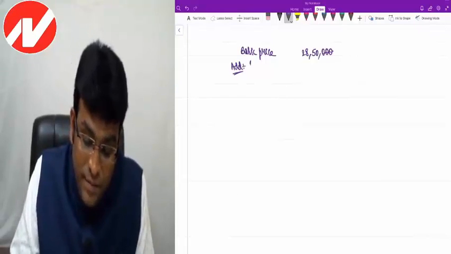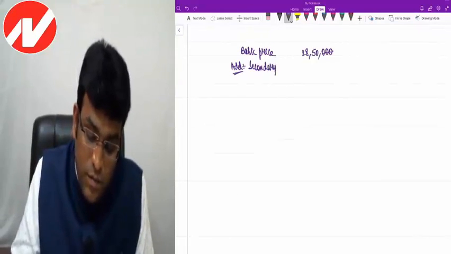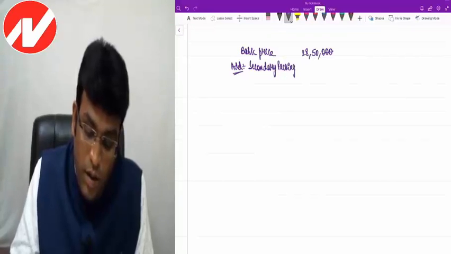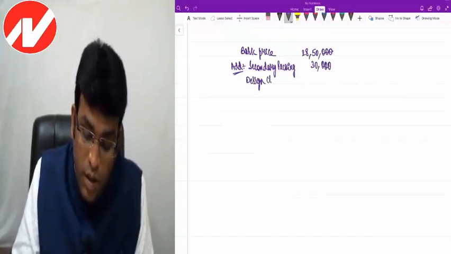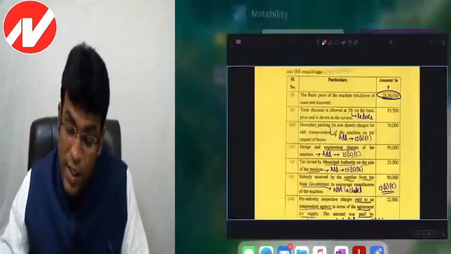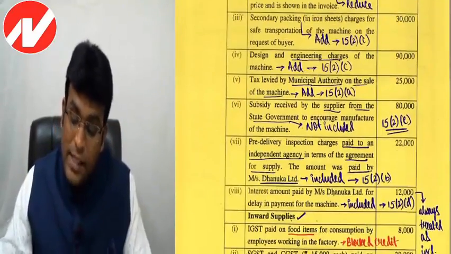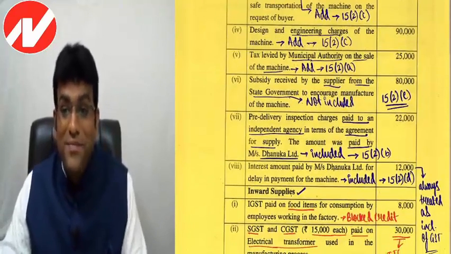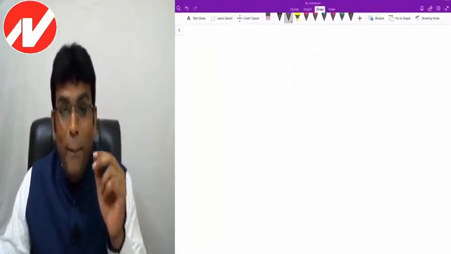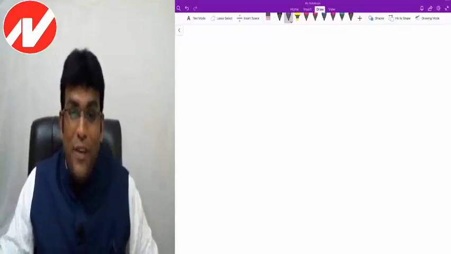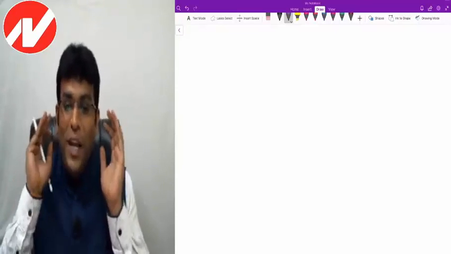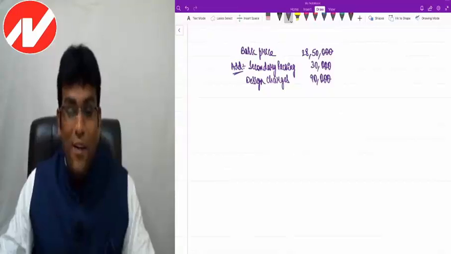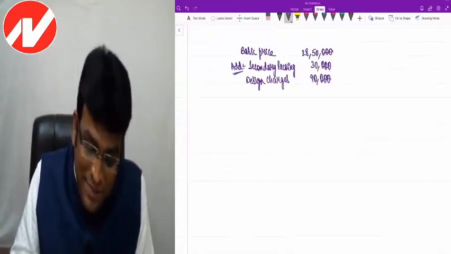Secondary packing 30,000. Design charges 90,000. Then tax levied by municipal authority, 25,000. Tax levied by whom, sir? Municipal authority, 25,000. That also we will add because of Section 15(2)(a): any taxes, duties, cess, fee charged by the supplier from the recipient will be included in the value of supply.